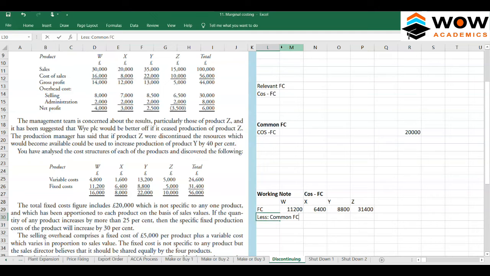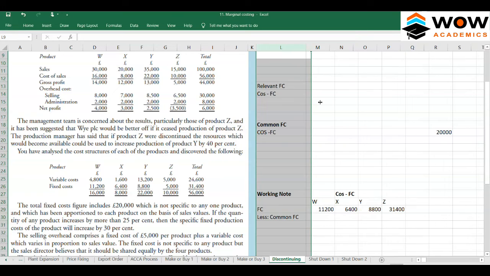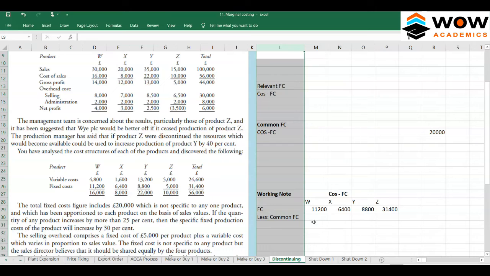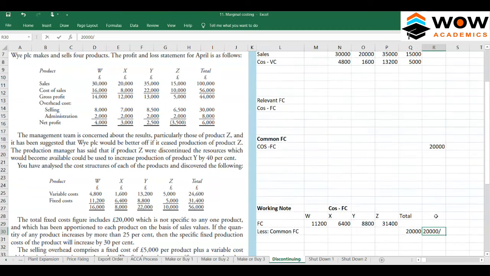So how do we separate it? The total amount seems to be 20,000, and that 20,000 amount, we can put it as a total, is split on the basis of the sales value. If you take it per unit, it would be 20,000 divided by the total sales. Total sales is 1 lakh.